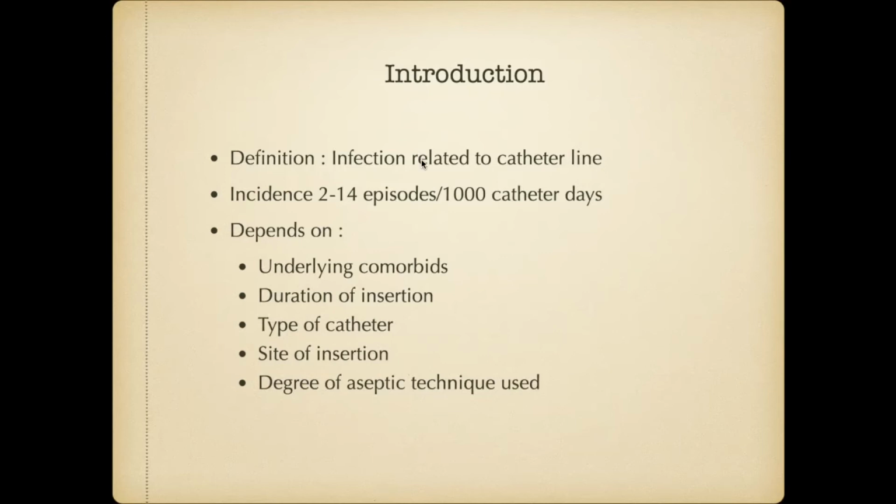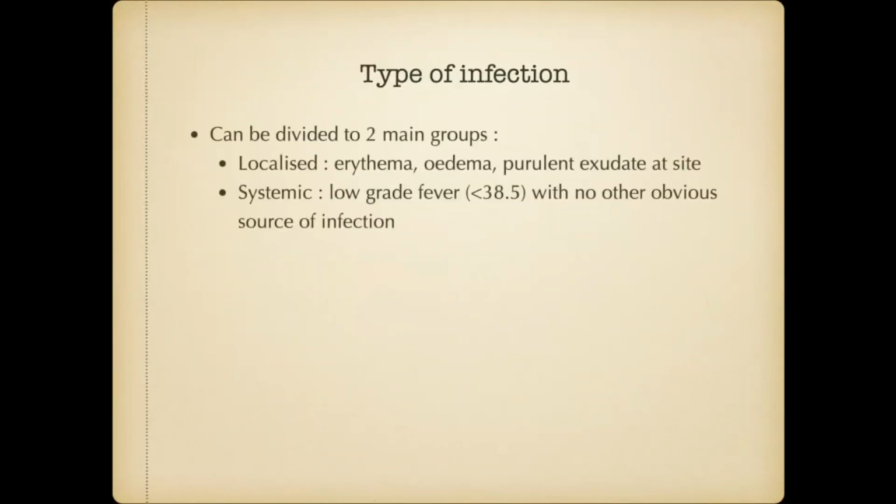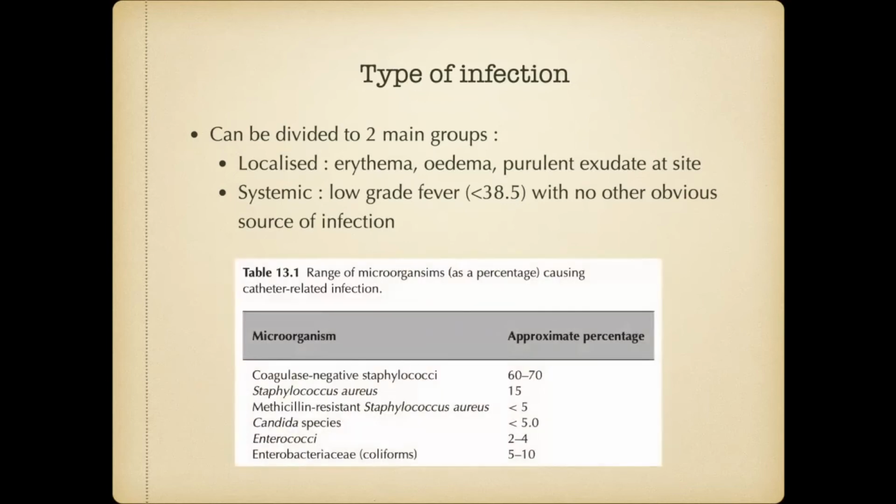But what is important that can be done in ED for the prevention is in terms of how we perform it, which is the degree of aseptic technique. This is something that we can improvise, something that we can do in ED itself. Right. So the type of infection can be divided into two main groups. It can be localized, so there's localized erythema, swelling, or edema, and systemic. So the patient can develop sepsis without any other source of infection. Most of the time, the organism is coagulase negative staphylococci.